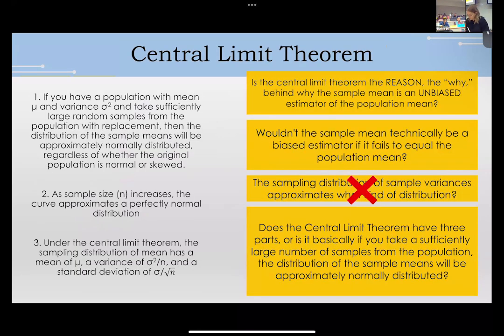Oh, I really want to answer this question. In the central limit theorem, the reason behind why the sample mean is an unbiased estimator of the population mean: wouldn't the sample mean technically be a biased estimator if it fails to equal the population mean? Your one sample mean is not your population mean, right? The mean of means is equal to the population mean, not your one sample mean. Your one sample mean is going to be off from the population mean.